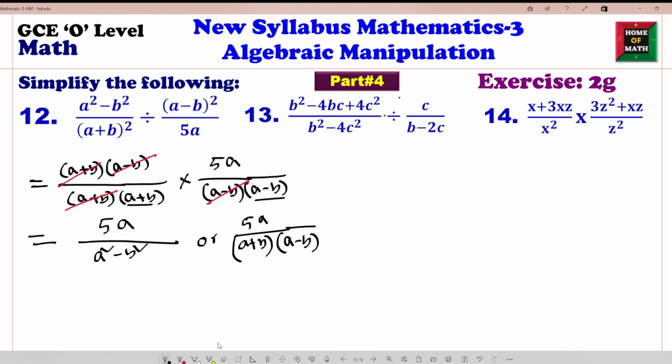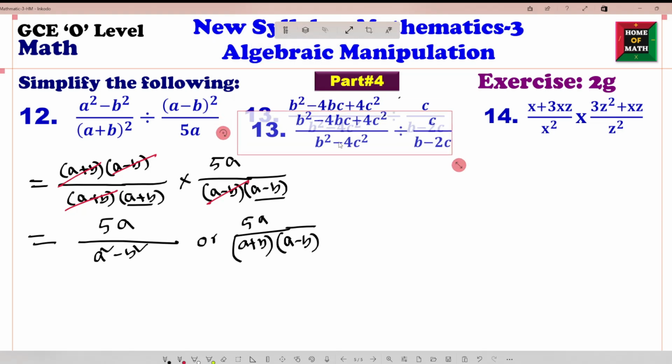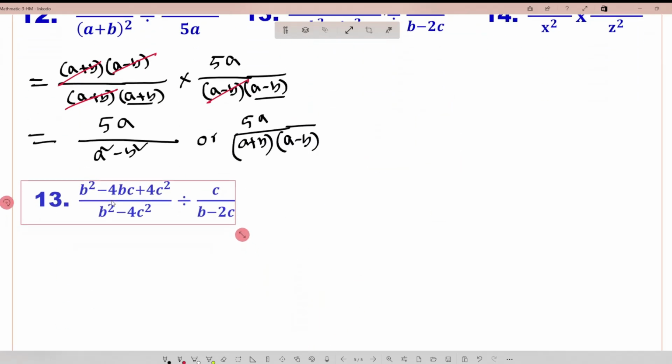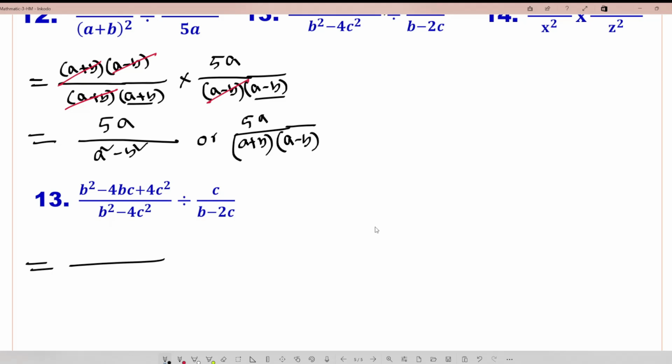This one we can copy to one page, so we can take it here. Now look, here is b square minus 4bc plus 4c square and b square minus 4c square divide c divide b minus 2c. So this one we can convert like a minus b whole square.